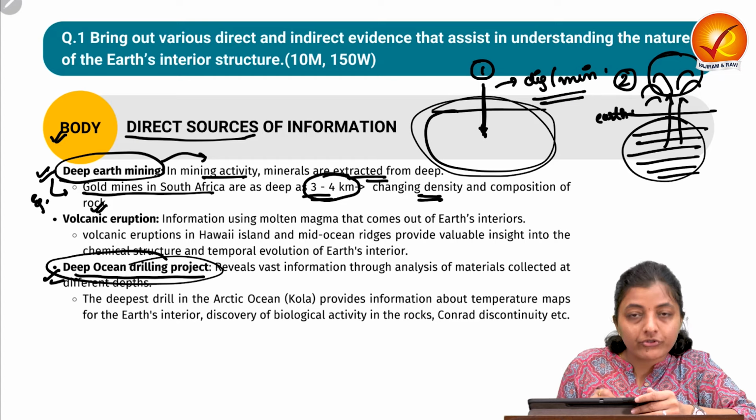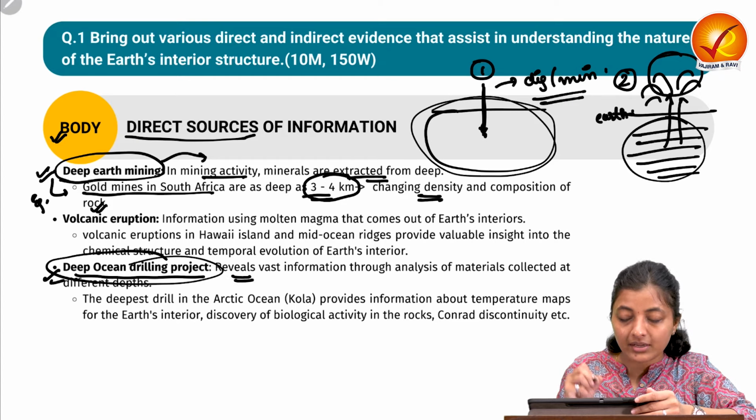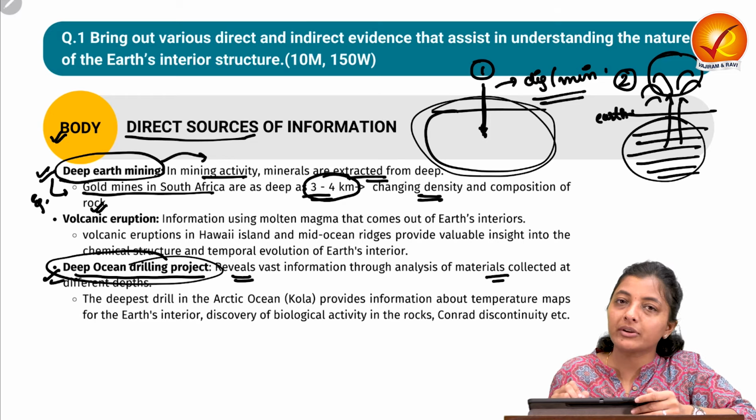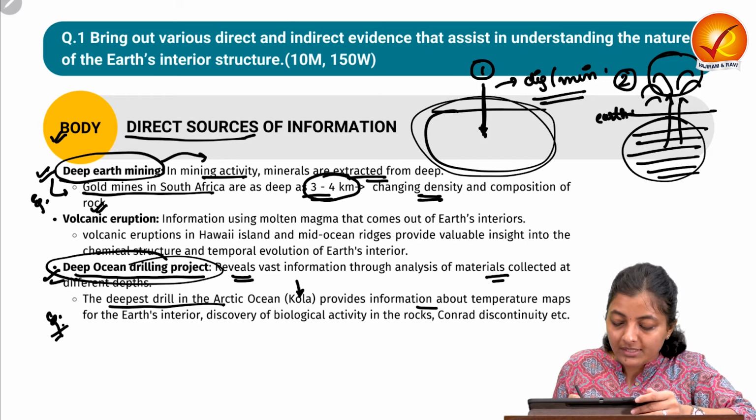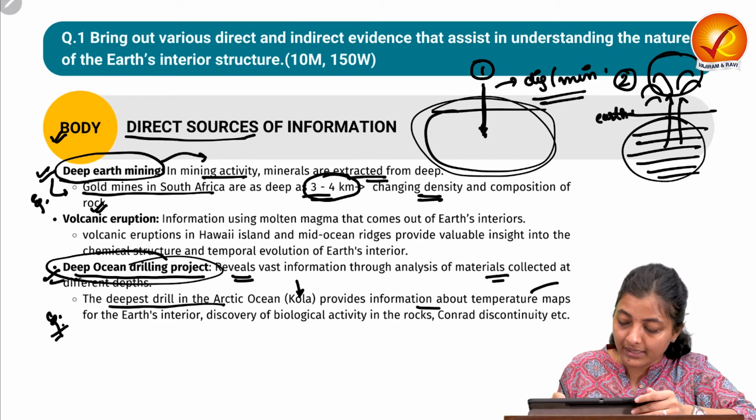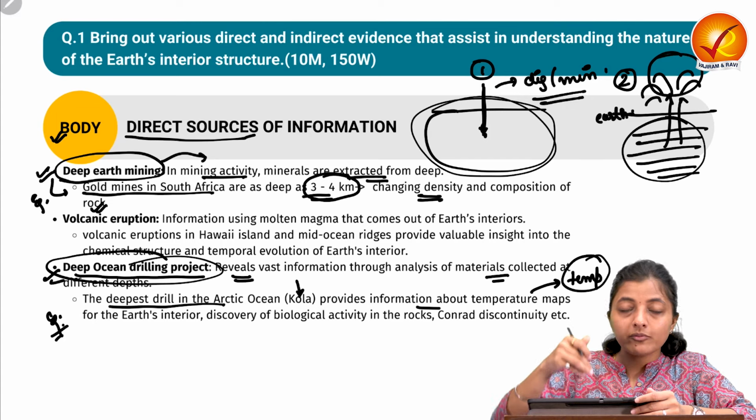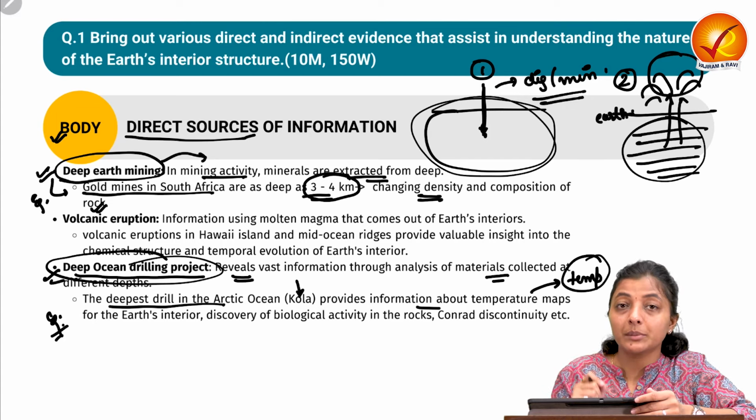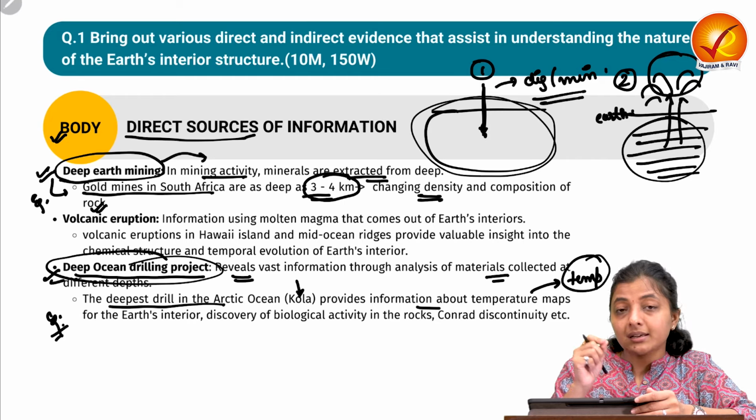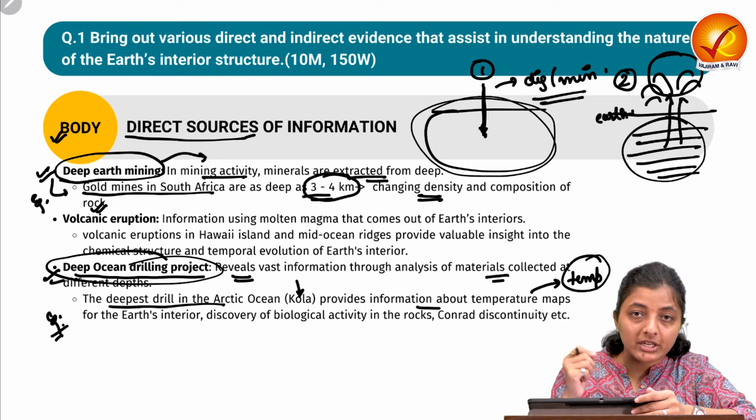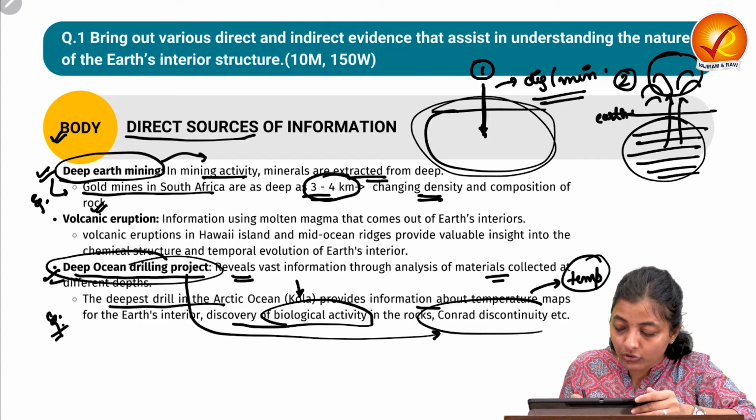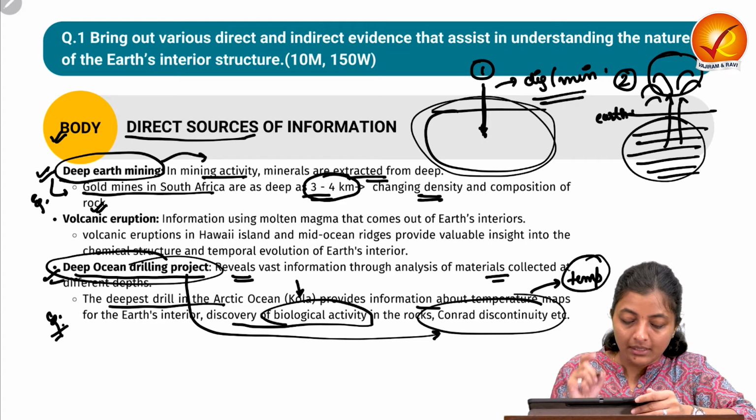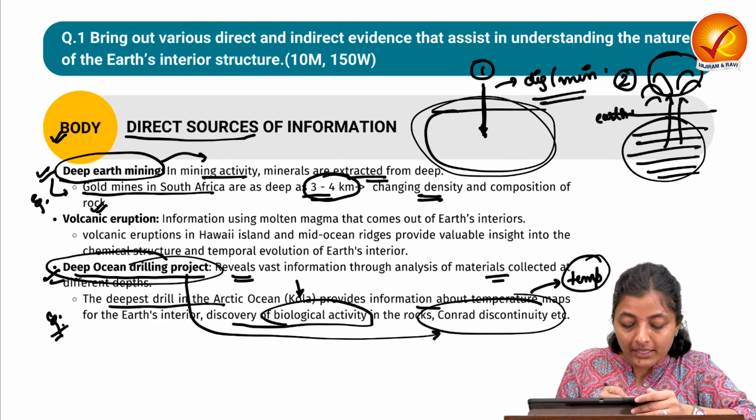Then the deep ocean drilling project. One drilling project reveals vast information through the analysis of the materials collected at different depths. Example, the deepest drill in the Arctic Ocean, known as COLA, provides information about the temperature pattern. As we move down inside the Earth, the temperature is increasing, the pressure is increasing, but the rate with which the temperature or the pressure changes can vary. Then there is a discovery of biological activities in the rock, and through this drilling project we also got to know about the Conrad discontinuity. So one way is digging, mining, and deep ocean drilling.